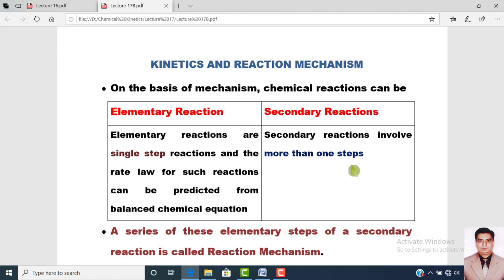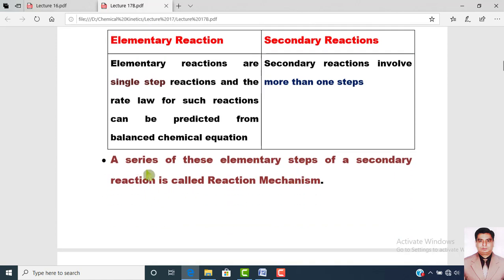Dear students, here you will also understand what is meant by reaction mechanism. The reaction mechanism means a series of the elementary steps of a secondary reaction.